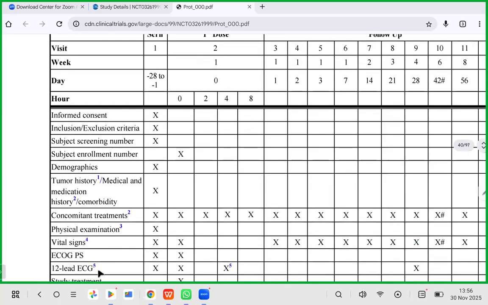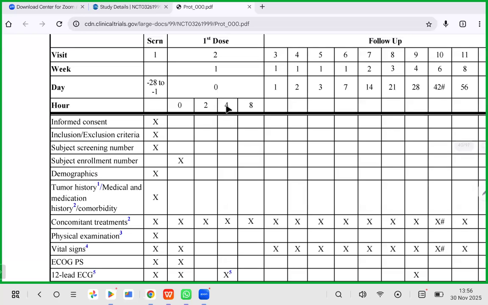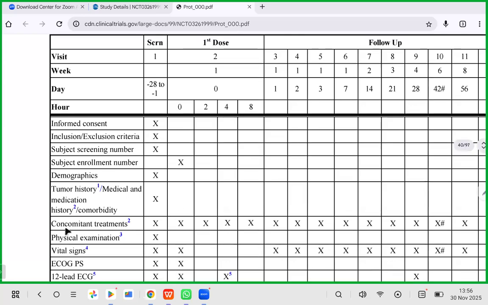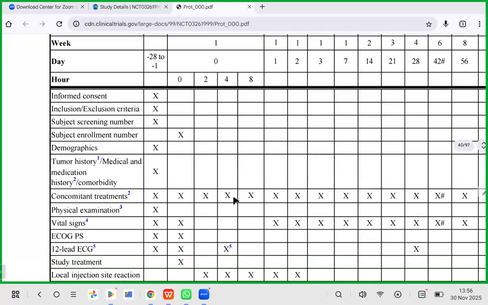Similarly, the ECG is taken at screening, and the ECG was taken at the fourth hour, and the ECG is taken at day 28 also. So whenever they take ECG, they will take the data also using CRF. Whenever they take some blood samples or collect some vital signs, the data will be entered in the database. So these are all the data collected from the patients.